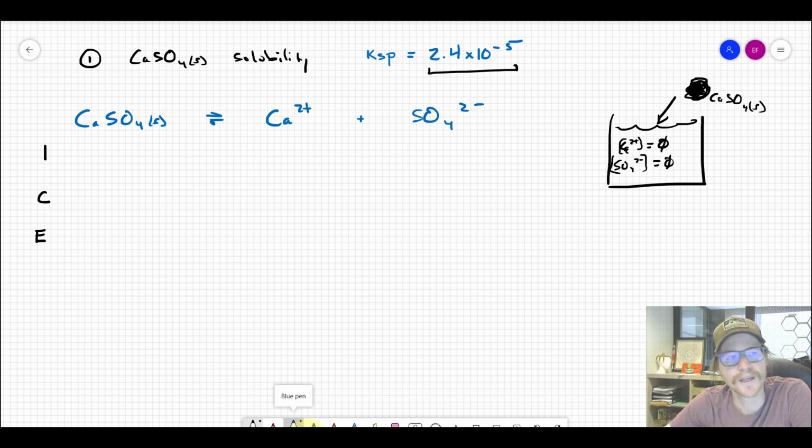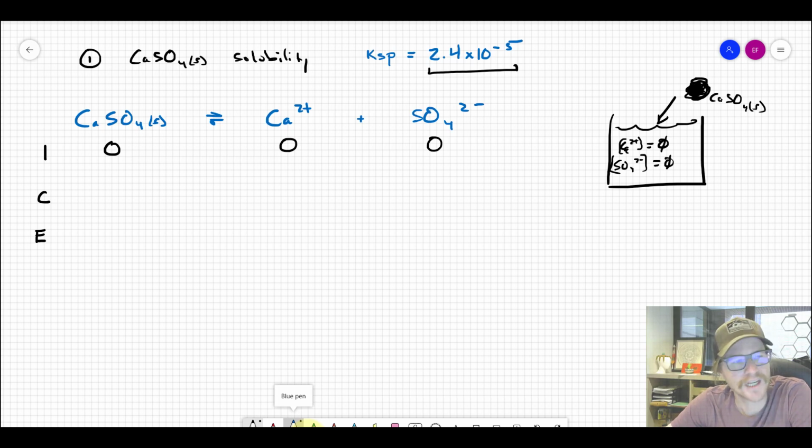So at the beginning, we don't have any calcium sulfate in the system, so we have 0. We don't have any calcium ion in solution, so we have 0, and we don't have any sulfate ion in solution, so we have 0. So that's an easy fill because nothing's happened. So initial means pre-equilibrium, or pre-change even, before we've allowed the system to start to proceed towards equilibrium.